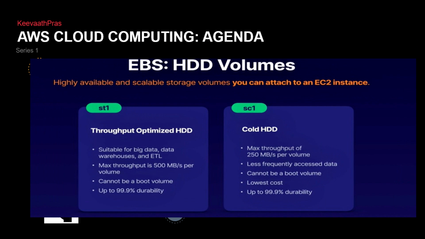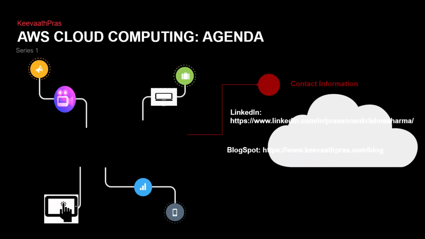And then we have the throughput and cold. The throughput is suitable for big data, data warehousing and ETL, because here the throughput is actually needed. It cannot be a boot volume. It is about 500 megabits per volume. The cold is exactly half, the cheapest option, for less frequently accessed data. It cannot be a boot volume either. The durability is more or less the same.